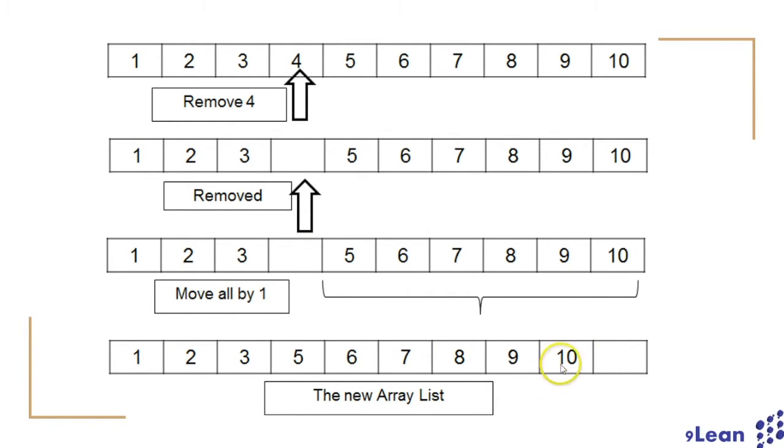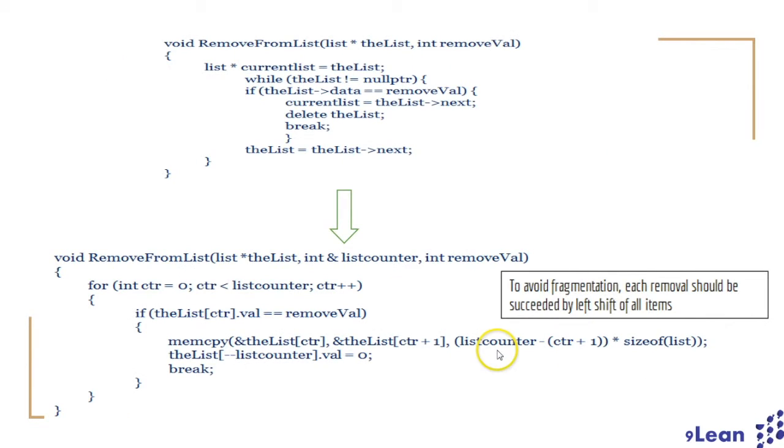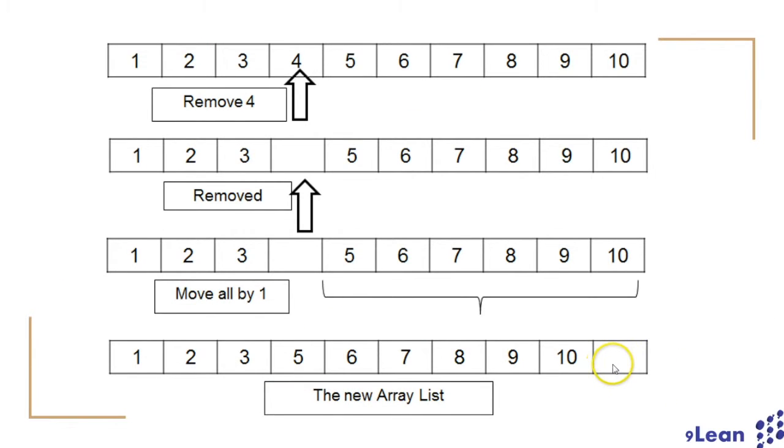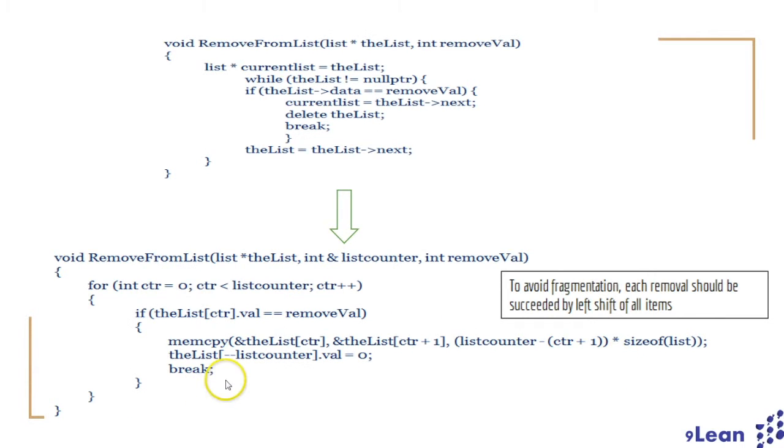So whatever items are there in the list, it will always be in the contiguous memory location. And this is the way the code will be written, like remove from list. When you find the value in the list, you just do a single statement of mem copy and then assign the last value, it's some undefined value, and then break it.